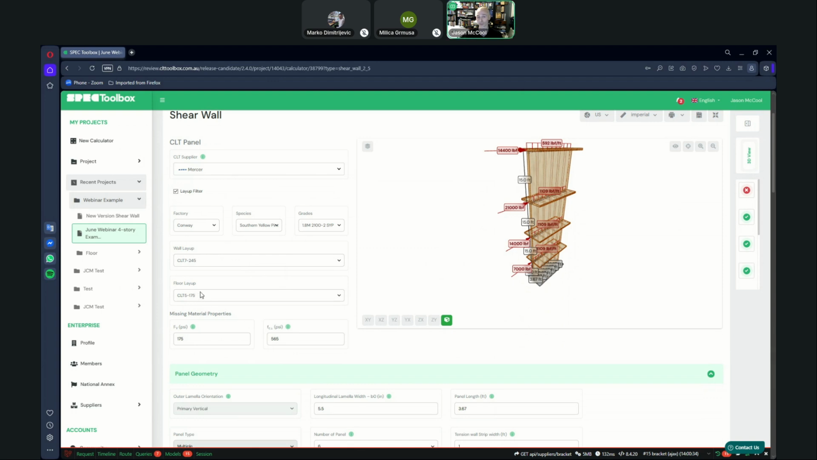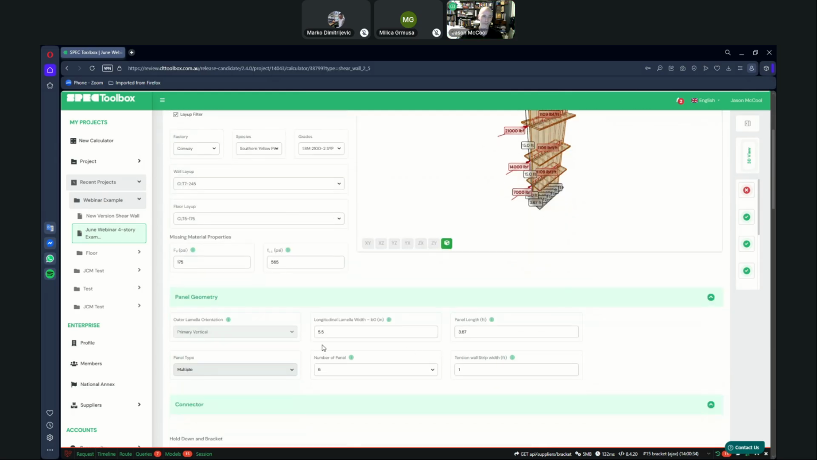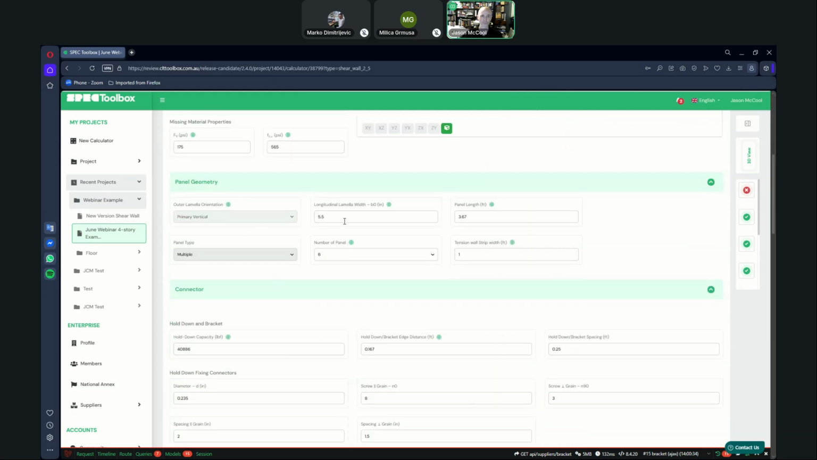And since compression perpendicular to grain affects the sizing of the compression end zone for your CLT wall, you do need to account for your floor layup. So I'm using a 5-ply panel for the floor, and then you put in your shear and compression perpendicular to grain. And then I'm using 5.5-inch typical lamellas, 3'8" panel widths. I'm assuming a 1-foot tension strip.